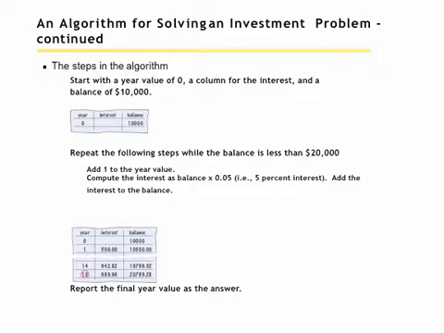So our steps for the algorithm, we start with the year 0, we start with a column for the interest and the balance of $10,000. We repeat the steps, so we're looping, we're doing the same thing over and over, as long as the balance is less than 20,000. So we add 1 to the year value, we calculate the interest, and then we add it to the balance. We do it again. We add 1 to the year, calculate the interest, and add it to the balance. You'll see that at 5%, it takes 15 years until we have double the original, and you'll see that right down there at the bottom of the table on the bottom of the slide.